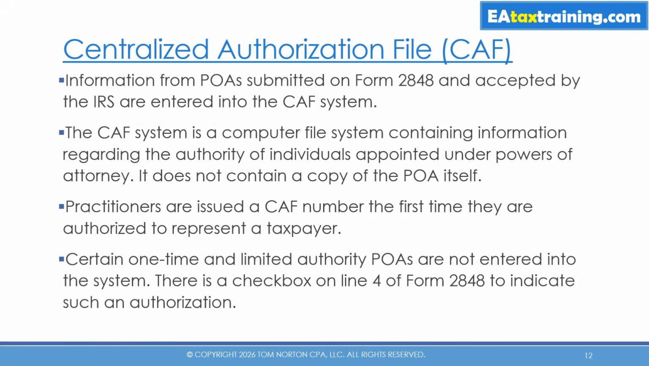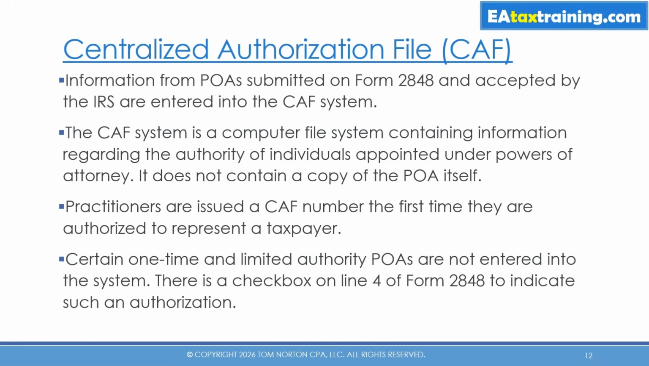The Centralized Authorization File, or CAF. So, information from power of attorneys that are submitted on the Form 2848 and accepted by the IRS are entered into the CAF system. So, this system is a computer system that contains the information regarding the authority of individuals appointed under the powers of attorney. It does not, though, contain a copy of the power of attorney itself. So, this is how the IRS keeps track of who has a power of attorney for which clients and for which forms and years and all of that.